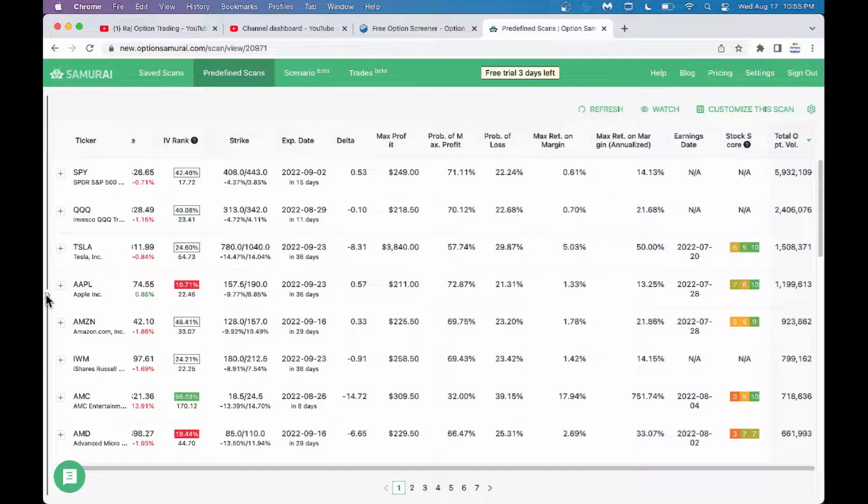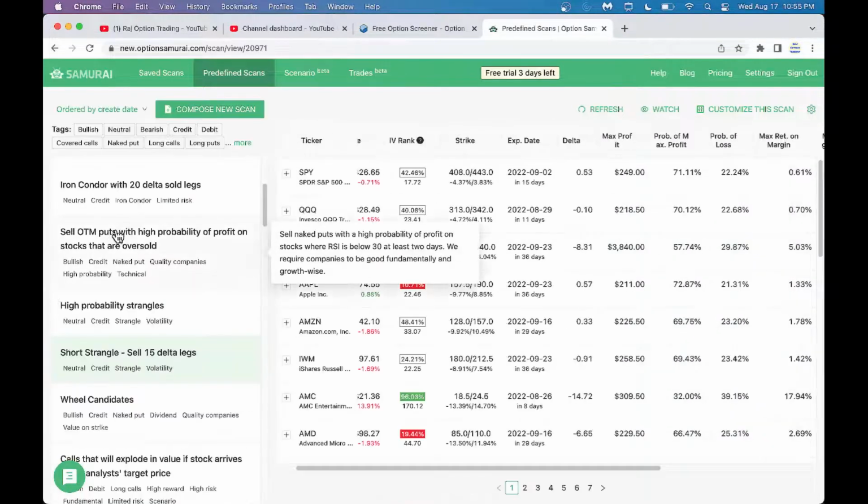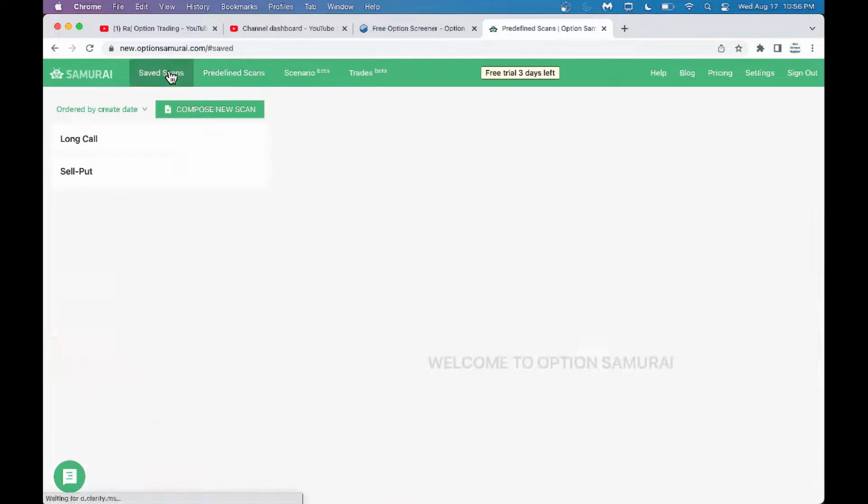And what I also do is I create my own scans. As you can see here, I got two ideas. One is long call and one is selling put. Typically when the market sells off like today, I'm pretty busy selling put options and making some good money.